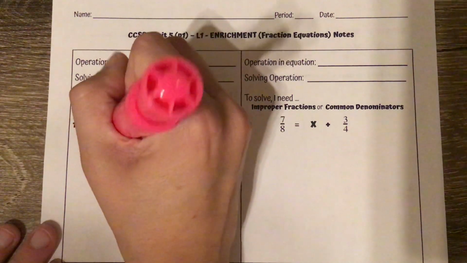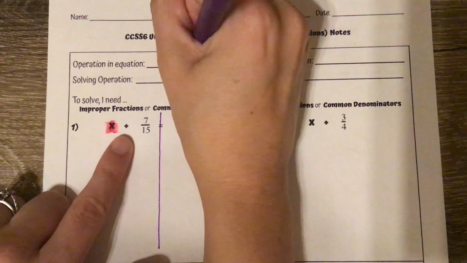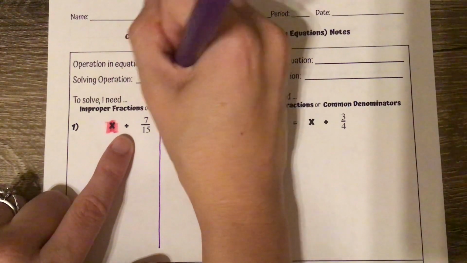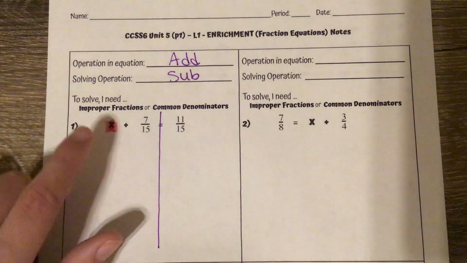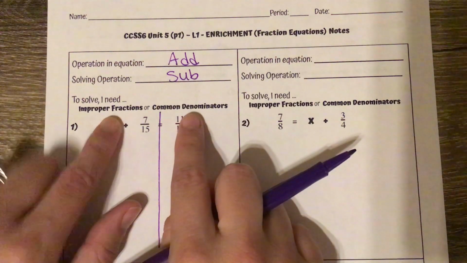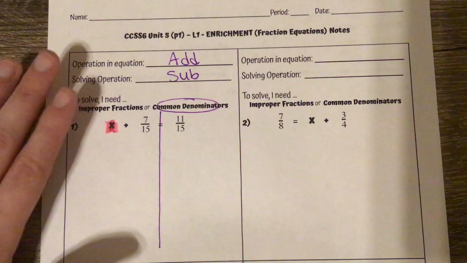I'm highlighting the variable. First thing I'm doing is I'm identifying the operation that's in the equation is addition, which means the opposite operation, the inverse operation to solve, is subtraction. When we have subtracting of fractions, we have to decide, do we need improper fractions or common denominators? Whenever we are adding or subtracting, we need common denominators.